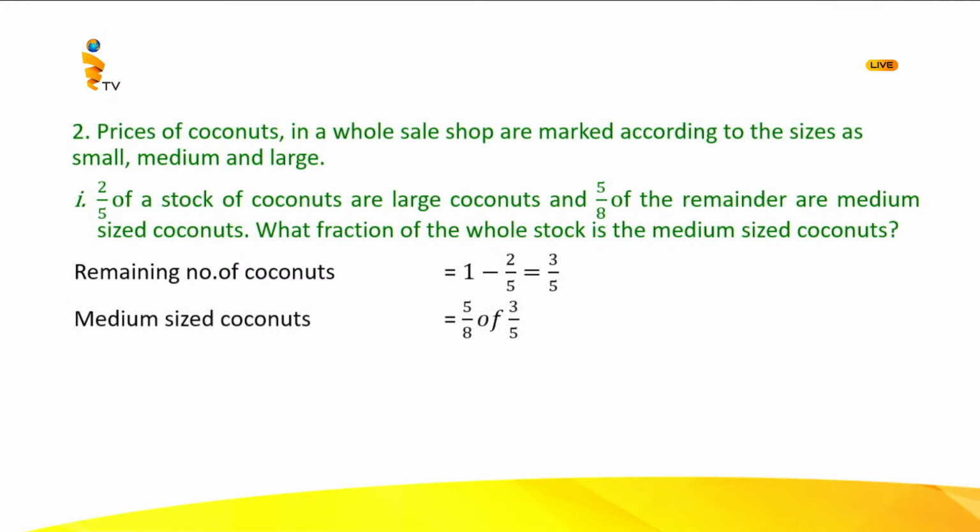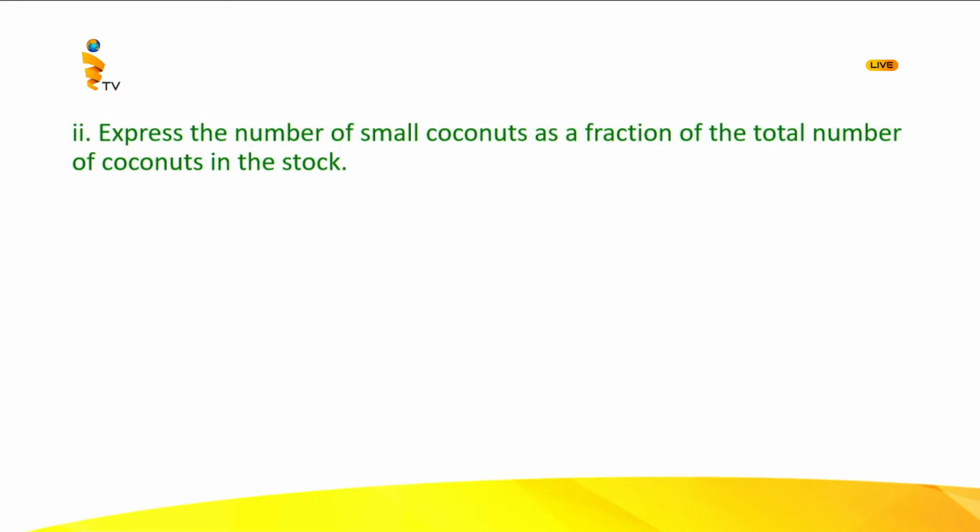So, I have found the number of medium-sized coconuts. The fraction of medium-sized coconuts is 5/8 of 3/5. When you simplify this fraction, you will get the fraction of medium-sized coconuts as 3/8. Okay, let's move on to the next question.